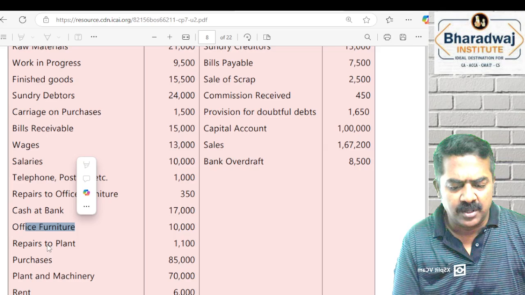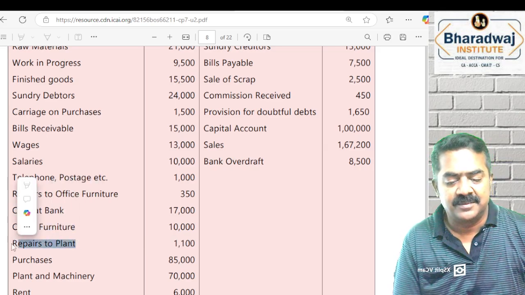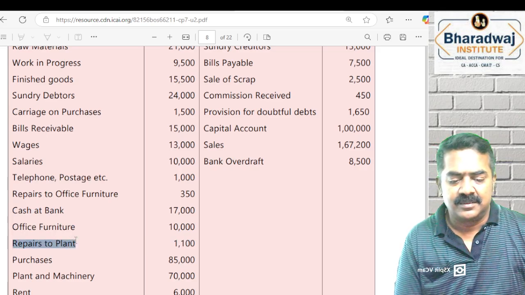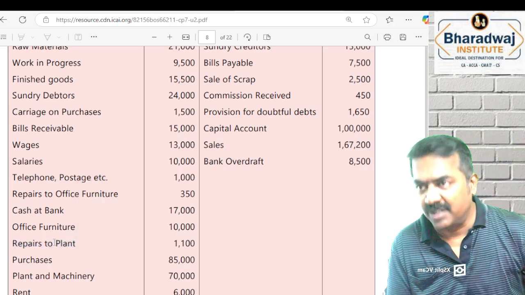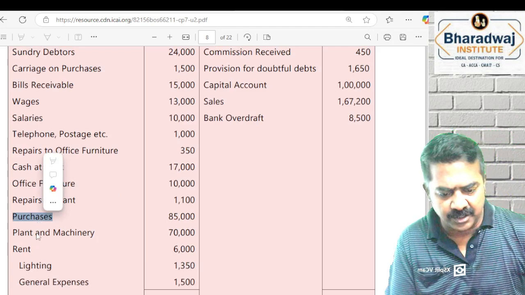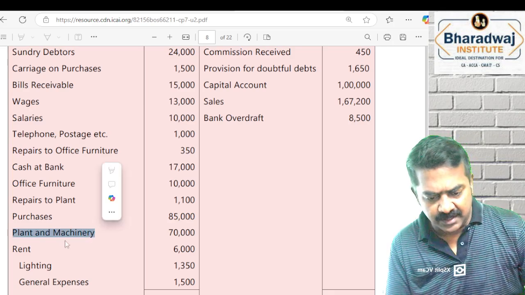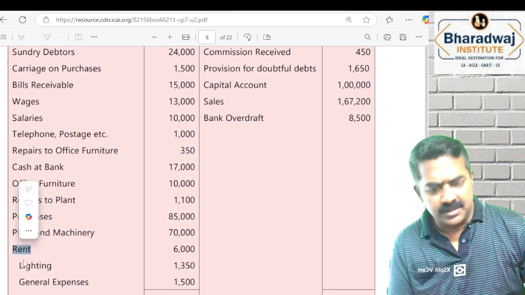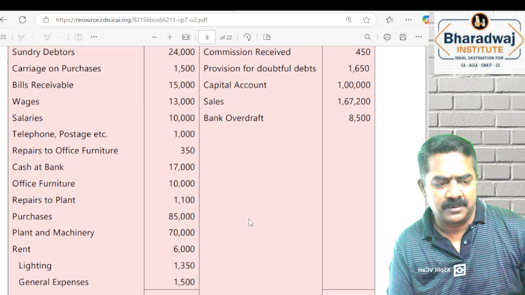Office furniture is also an asset. Repairs to plant, debit side of manufacturing. Repairs to plant is connected to which one? Manufacturing expenses. Purchases will come in the manufacturing account. Plant and machinery will come on the asset side. Rent, general P&L account, the lighting also P&L account, general expense also P&L account.